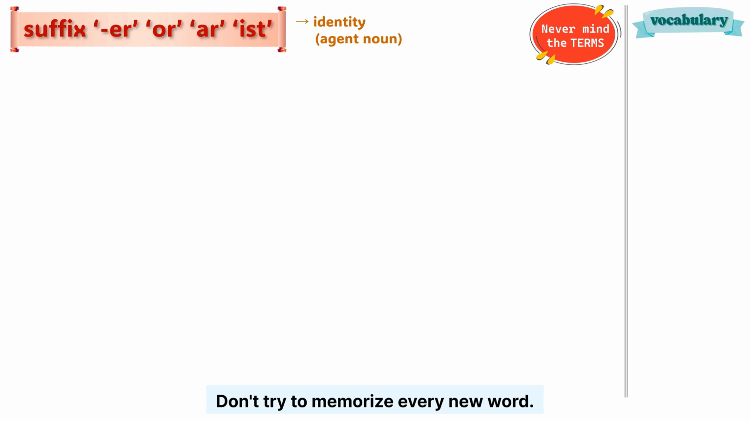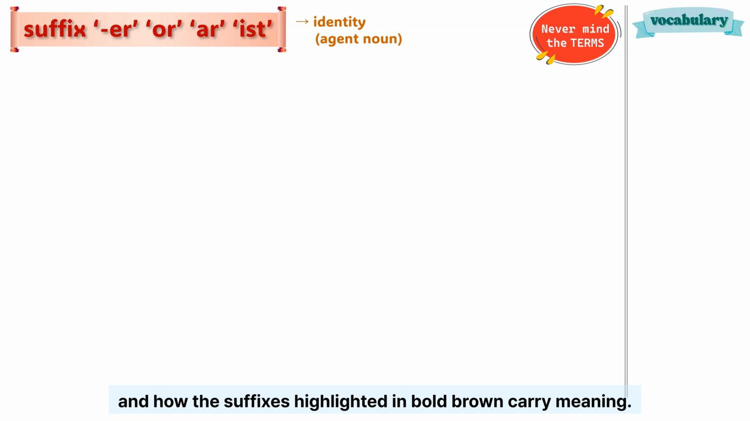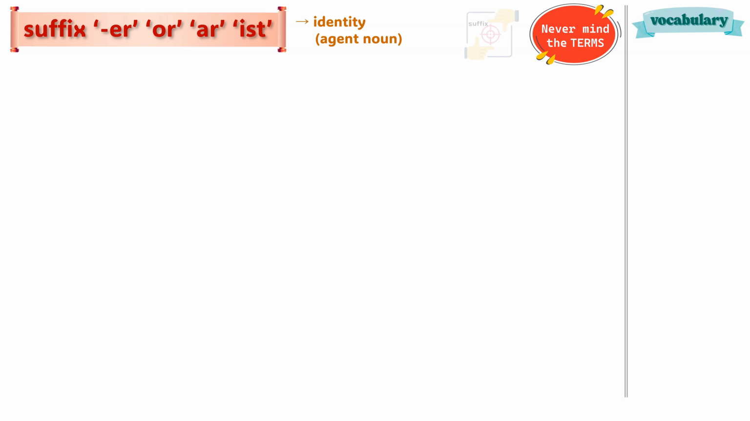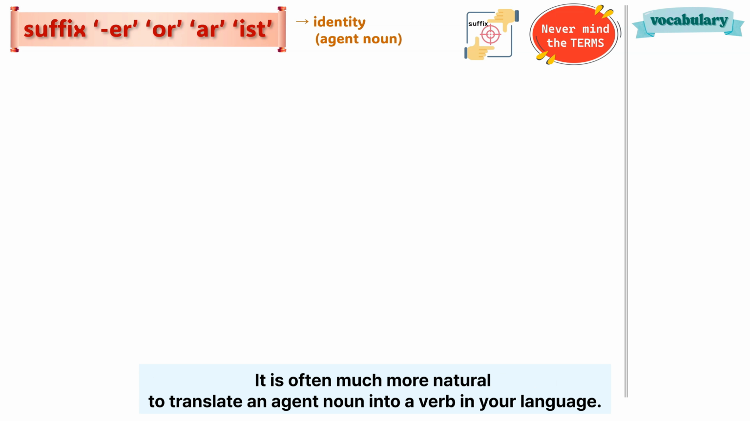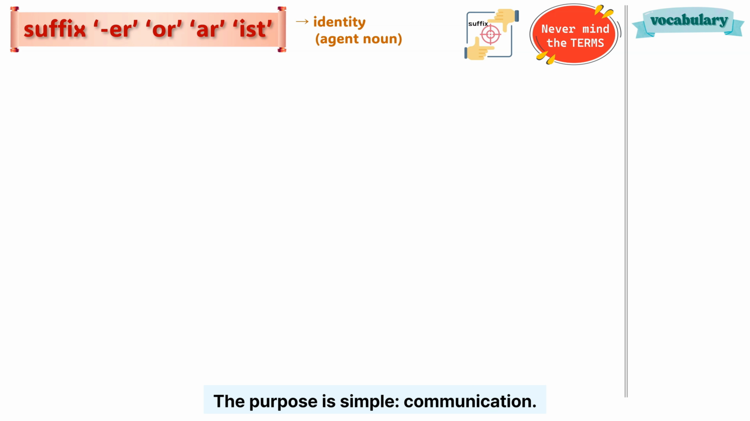Don't try to memorize every new word. Instead, pay attention to how the information flows and how the suffixes, highlighted in bold brown, carry meaning. Remember, there is no need to force every English noun into a direct noun translation. It is often much more natural to translate an agent noun into a verb in your language. The purpose is simple: communication.